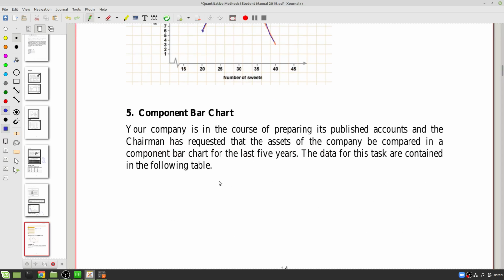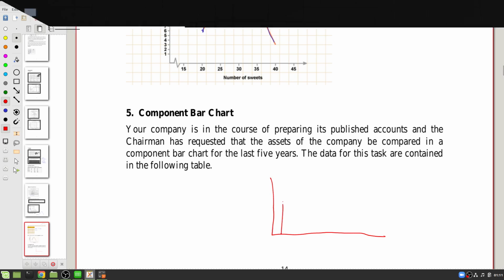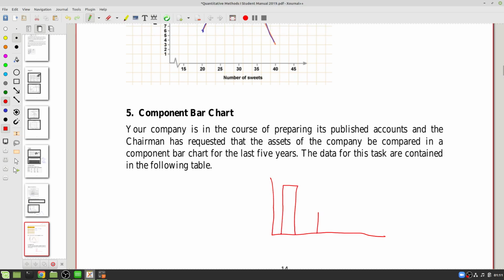Component bar chart. A component bar chart is just like a normal bar chart, except we can represent a few more things with it. So a normal bar chart would be something like this, right?